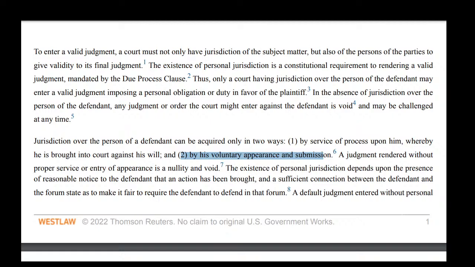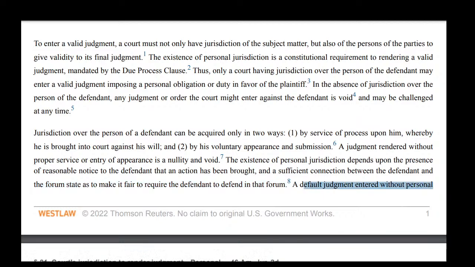That's interesting. Against his will. A judgment rendered without proper service or entry of appearance is a nullity and void. The existence of personal jurisdiction depends upon the presence of reasonable notice to the defendant that an action has been brought. Reasonable. And a sufficient connection between the defendant and the forum state as to make it fair to require the defendant to defend in that forum.